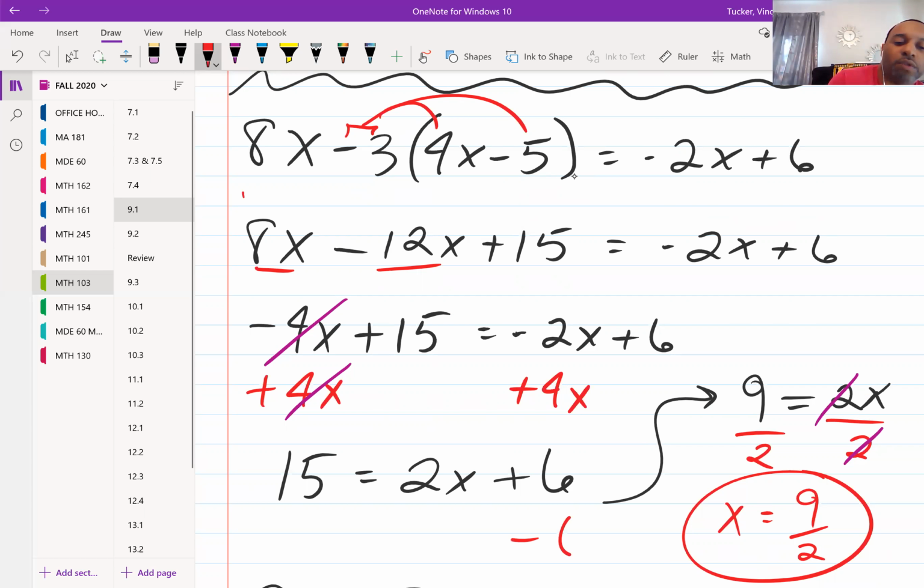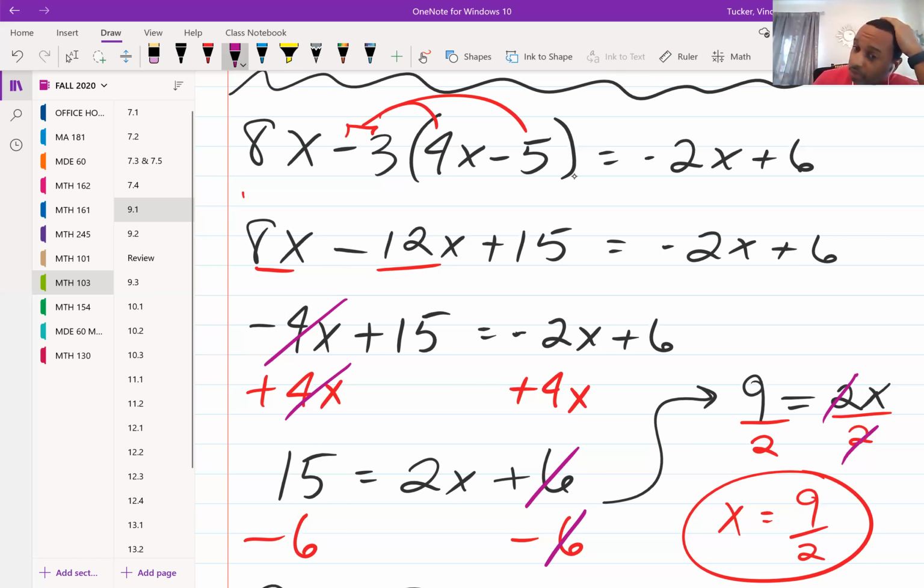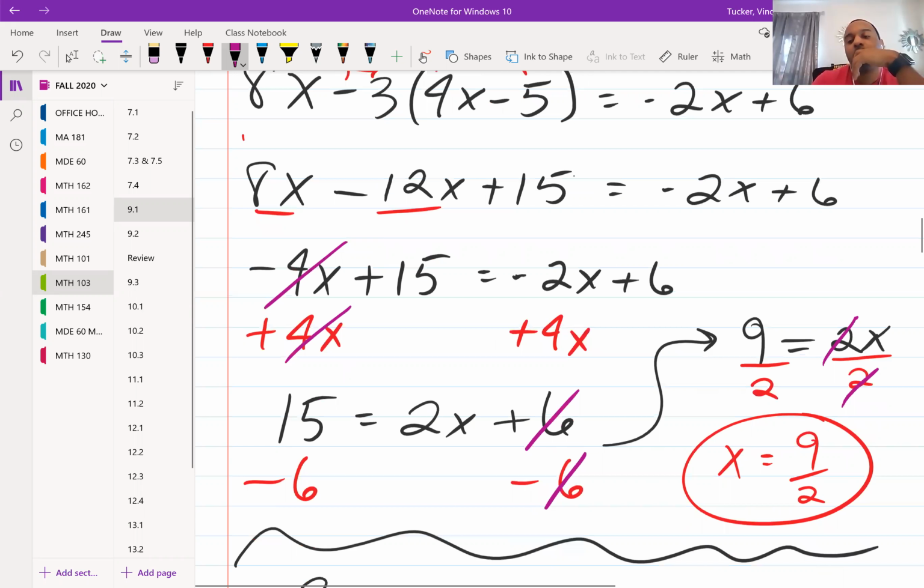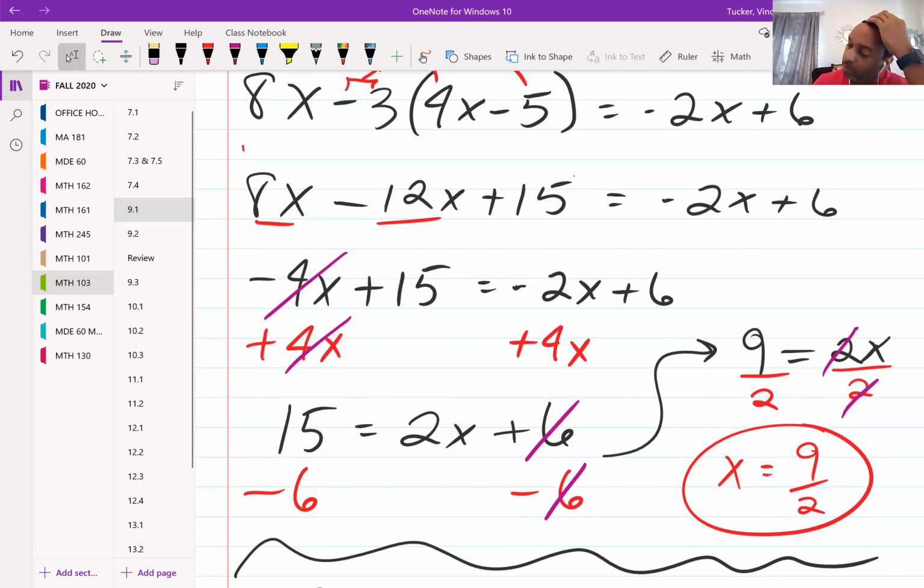Now I take the 6 over by subtraction. And that's 9 equal to 2x. We'll finish it off by dividing by 2. x is equal to 9 over 2. All right, questions? Any questions?